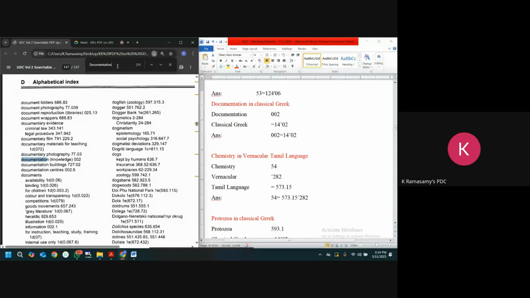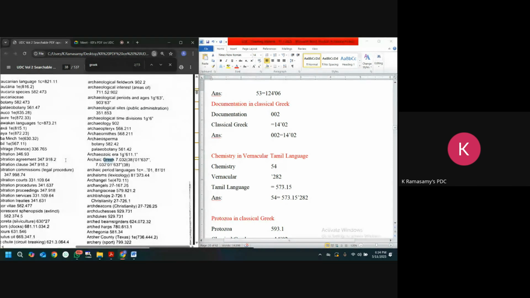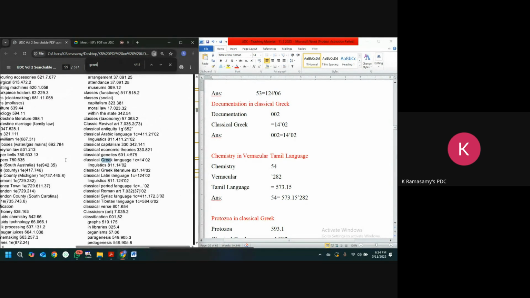What is the number for Greek? I don't know the number for Greek. So I go and type Greek and press the enter button. The number for ancient Greek is available. It's given as classical Greek language. What is the number? Equal to 14, single inverted comma 02. 02 denotes a classical period. So what is the answer? 002 is the main UDC number. Then equal to 14 stands for Greek language and single inverted comma 02 stands for classical period Greek language.